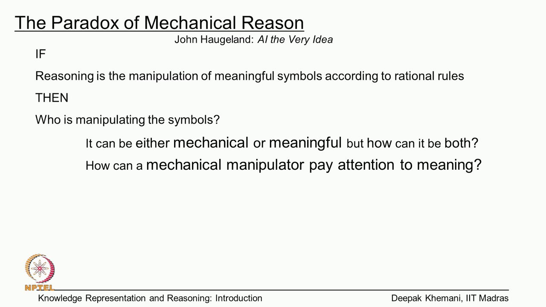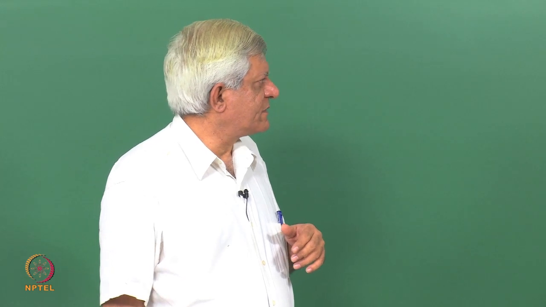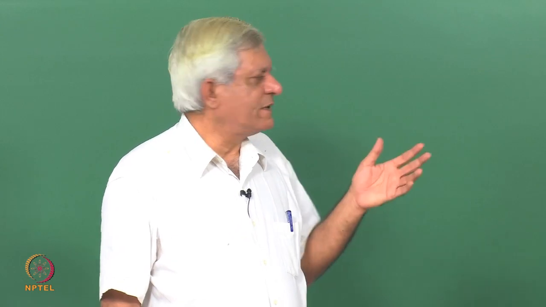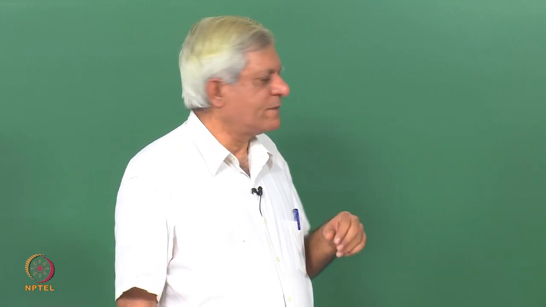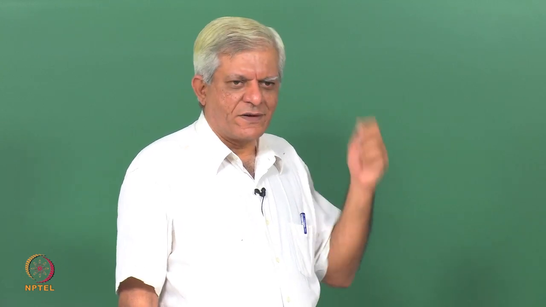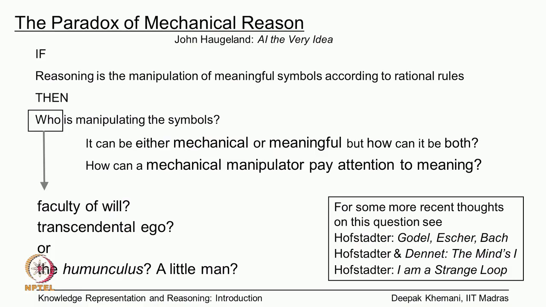We will maybe discuss this as we go along a little bit, because that is what we are going to talk about. We are going to represent things in some language, and then we are going to write programs to manipulate that language, but we already know that we can write programs to add up numbers. Does it know the meaning or not is a question that we will look at gradually. But people like Descartes were ridiculed by other people. They said, oh, it is a faculty of will, it is some transcendental ego or a homunculus, a little man essentially. So, you can imagine a little man manipulating the symbols in your head. So, these are the kind of people who were making fun of Descartes.